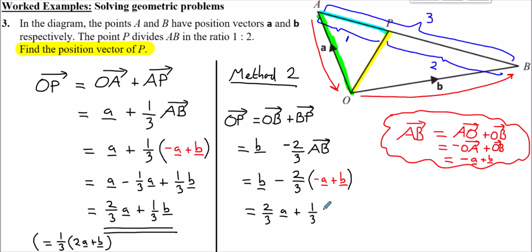So as you can see, no matter which way we approach it, as long as we're careful with our expansion and simplifying, we will get the same results. I would say method 1 is easier. Method 2 just showed you that it doesn't particularly matter which way you go, as long as you're careful of what you're doing and you pick your route sensibly.